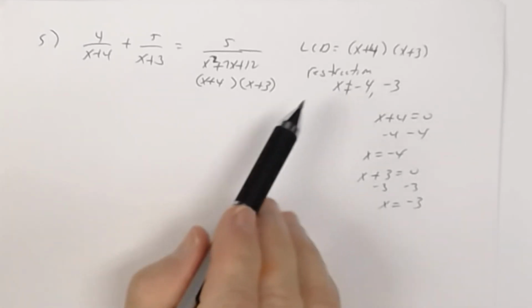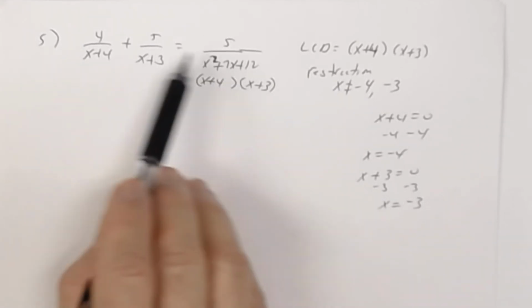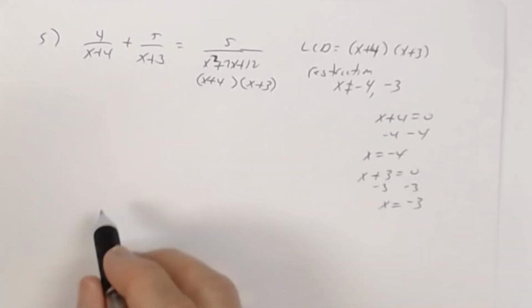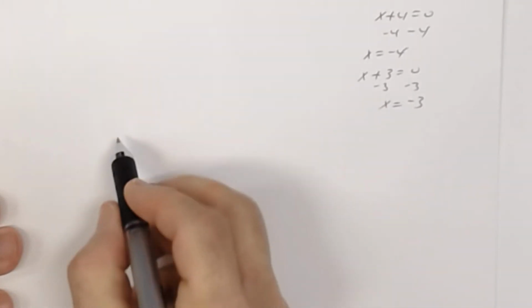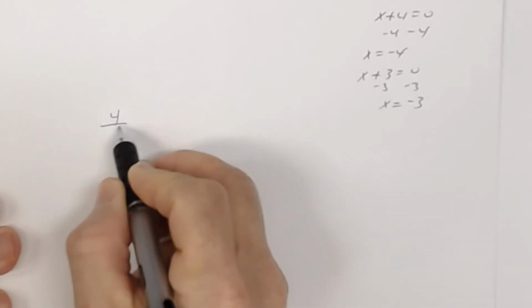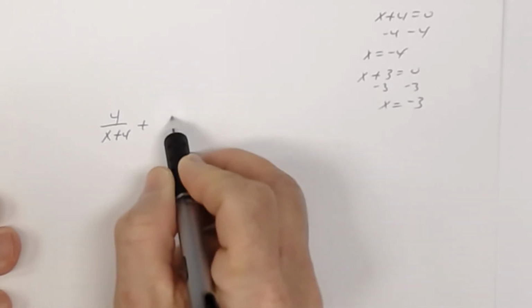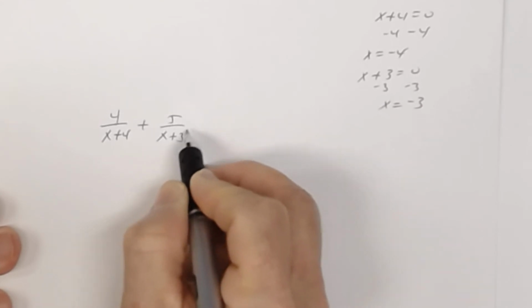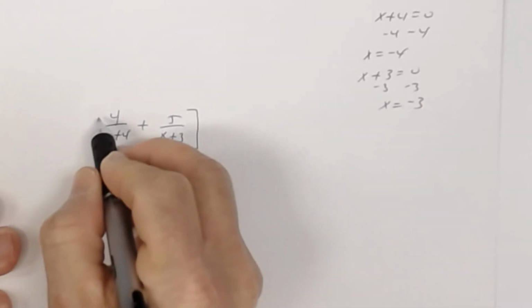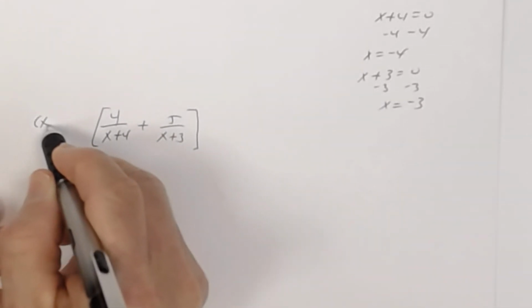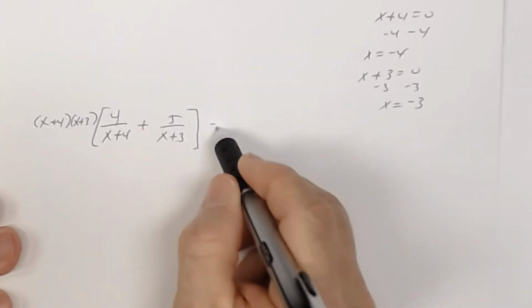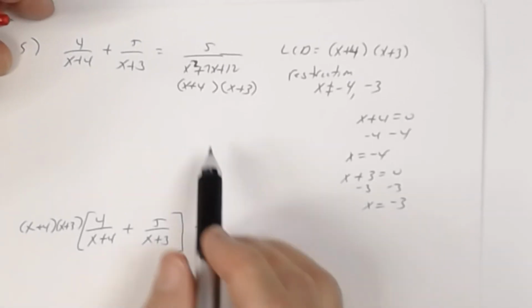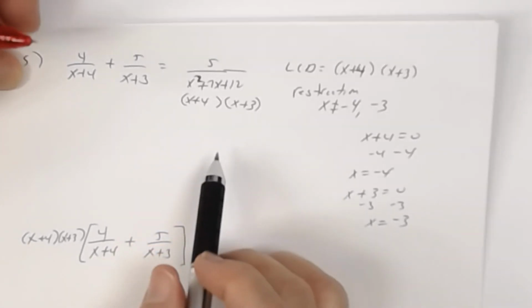Okay, once you find your least common denominator, the next step is to multiply both sides by the least common denominator. So I'm going to bring it down here. I get 4 divided by x plus 4 plus 5 divided by x plus 3. And you're going to multiply that by your least common denominator, x plus 4 times x plus 3. Same thing on this side.